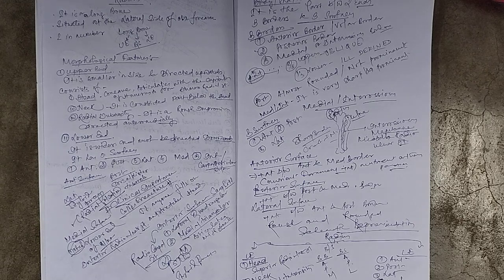Then the body or shaft. It is the part in between the two ends, and it has three borders and three surfaces: anterior border, posterior border, medial border, and three surfaces: anterior surface, posterior surface, lateral surface. So this is our today's short topic.